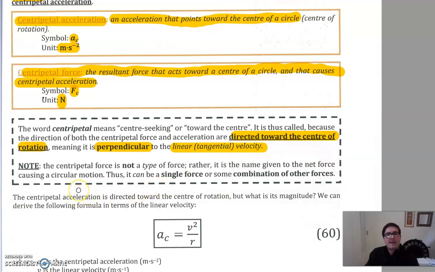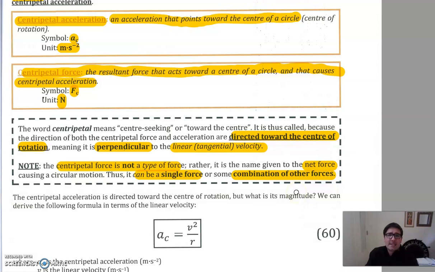Now, it's important also to note here that centripetal force is not a type of force. It's rather a name that we give to a net force, because in the example of the keys that I'm swinging on a string, it's tension. That's my type of force. It's a tension force. So it can have various meanings, or it can be different types of forces, the net result of which is what we call the centripetal force. In other words, because it's a net force, it can be a single force or it can be a combination of other forces.